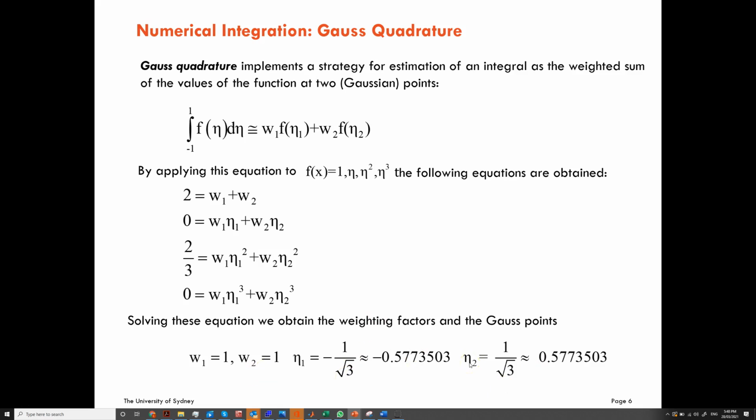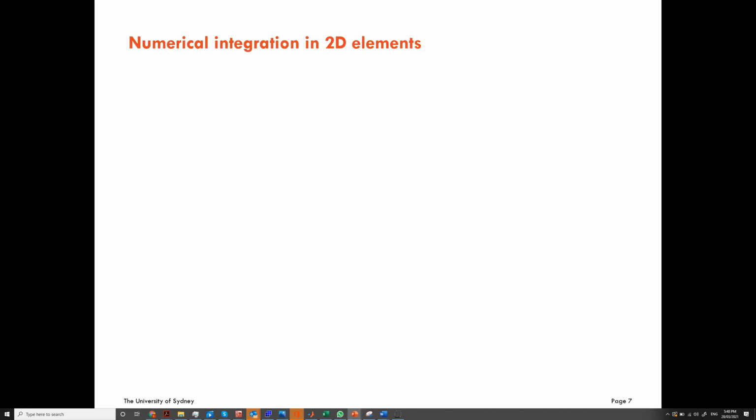Then if you have any other complicated functions, you can approximate these functions by these simple expressions. You only need to calculate the functions at the Gauss points and then make this sum with the corresponding weights. So this is for 1D. So how is it in 2D?